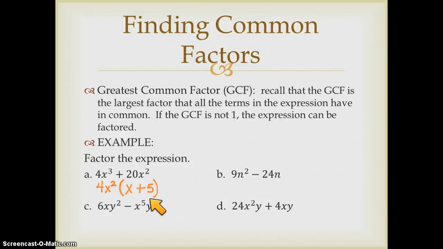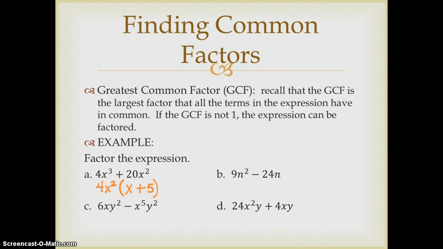So you can see this is what we usually see when we talk about the distributive property and we distribute the 4x squared. So we're using that same distributive property just in a reverse fashion from what we normally are used to using it. Okay, let's try another example.